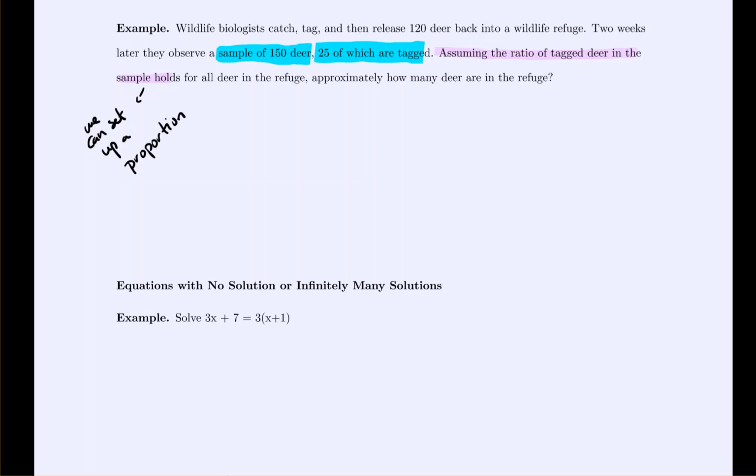They're asking us to find how many deer are in the refuge. Now, the way we're going to think about that is there were 120 tagged deer in all, and in this representative herd, we saw 25 of them, and the representative herd had this size. So that should be proportional. So let's compare herd size to tagged animals.